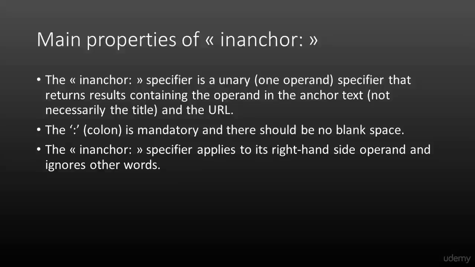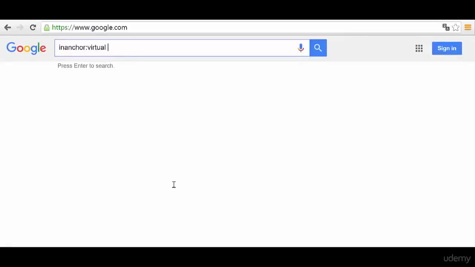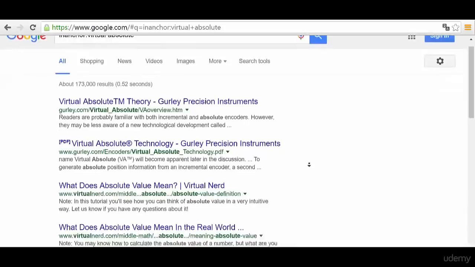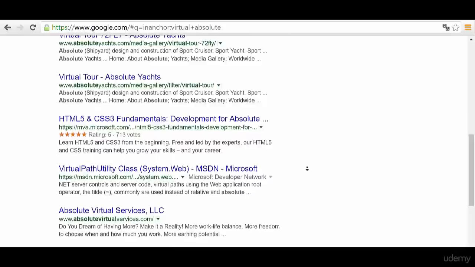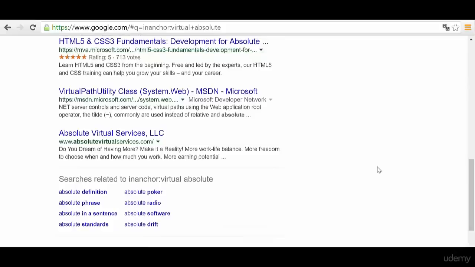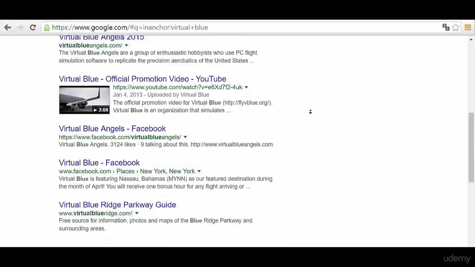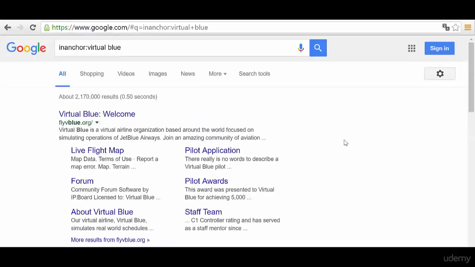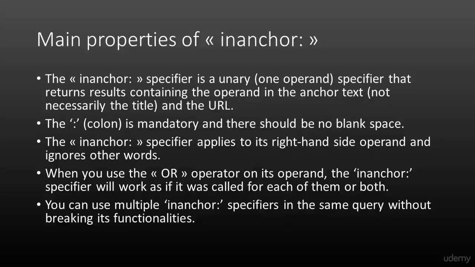The inanchor specifier applies to its right-hand side operand and ignores other words. When you use the OR operator on its operands, the inanchor specifier will work as if it was called on each of them or both of them. You can use multiple inanchor specifiers in the same query without breaking its functionalities.